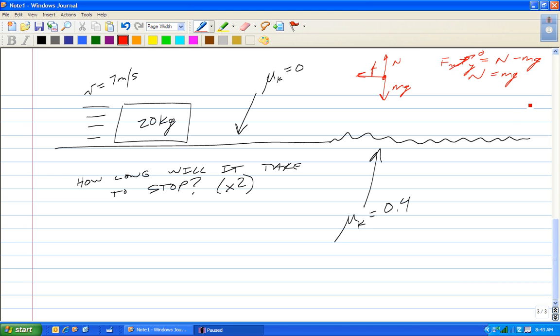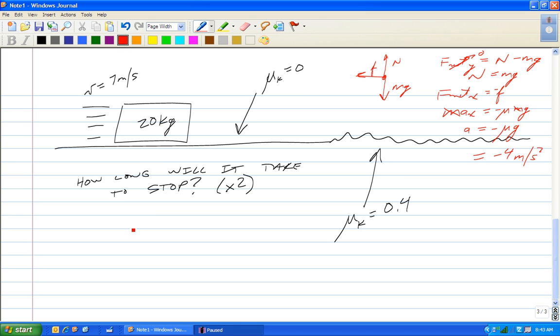So up to this point, it's exactly like the previous problem. F net in the x direction is friction. So ma equals friction, which in this case is, or you can do negative again, negative mu mg. The m's cancel, and so acceleration is negative mu g, which is negative 4 meters per second squared. Then it becomes a matter of which one you want to do first, delta x or time?